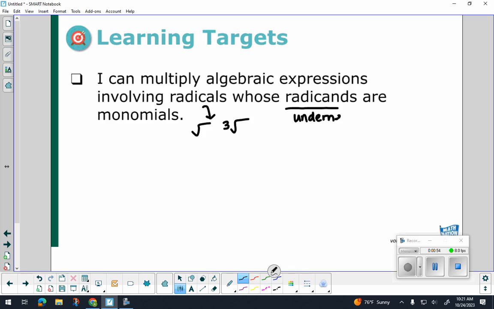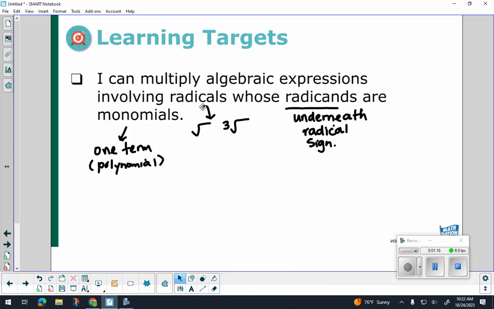So I would tell you to write this vocabulary down. Radicands mean what is underneath the radical sign. And then remember, monomial, we talked about that at the beginning of the year. Monomial means one term. And that is a polynomial vocabulary word. Go ahead and pause the video and write that stuff down because that is a lot of vocabulary.